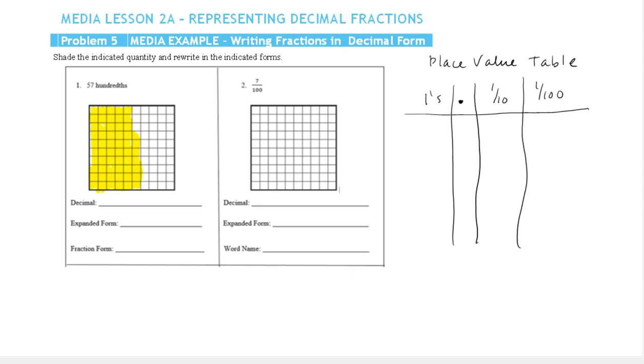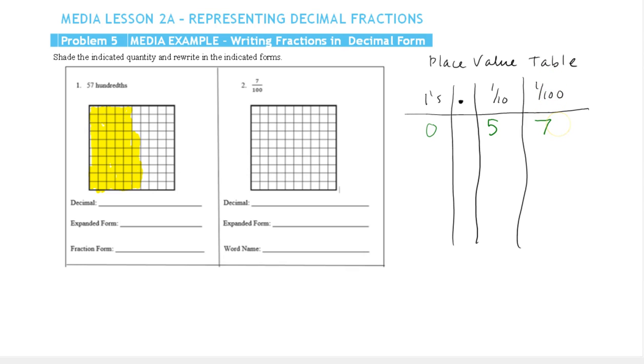So let's move over to the place value table. Our ones place is 0. We didn't have any other wholes here. Now, what will we put in the tenths column? Well, we wrote 57 hundredths, but remember the 50 is equivalent to 5 orange strips, which would be 5 tenths. So we can put a 5 in the tenths place, and then we have 7 out of 100. So we could put a 7 in the hundredths place.